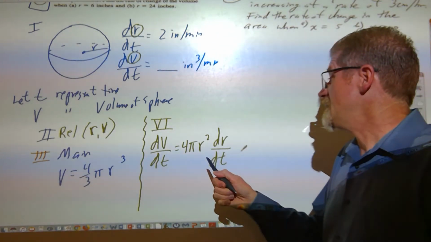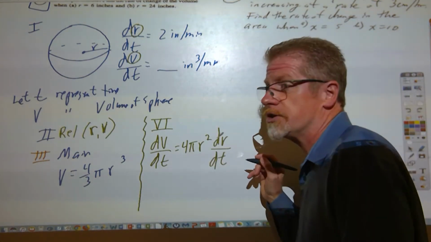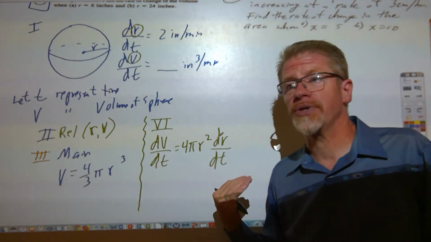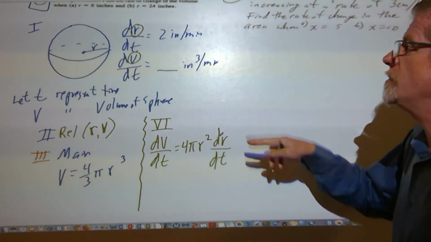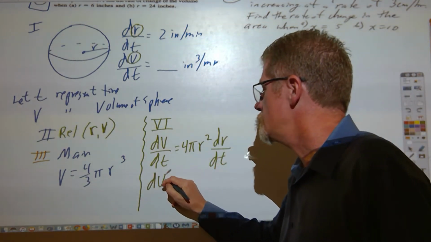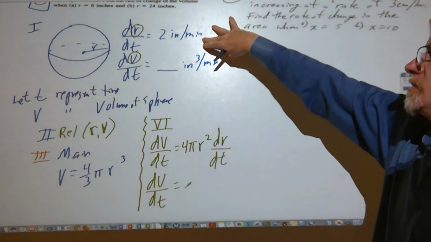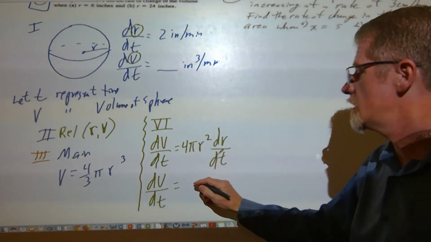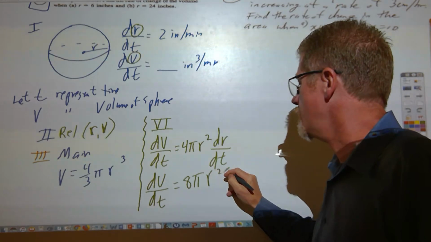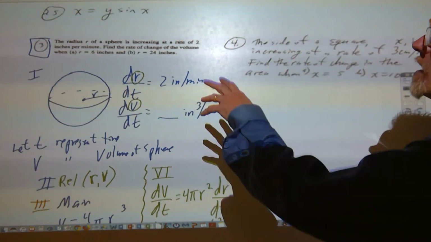I came up with dV/dt is 4 pi r squared times dr/dt. That's the implicit differentiation. Remember, dr/dt is 2. So they're asking us to find dV/dt when r is given, and dr/dt is 2. So 2 times 4 is going to be 8 pi r squared. Here's the formula for finding it. So I have to find it when r is 6 inches. Are we all in inches here?